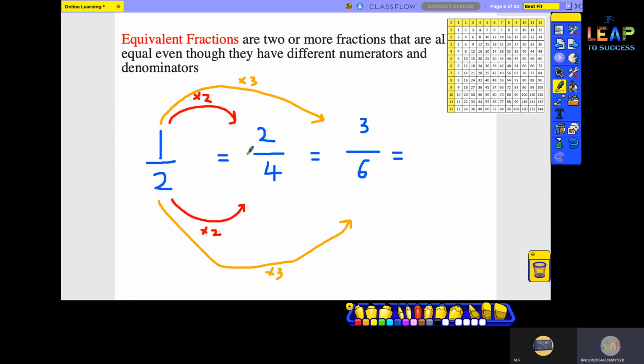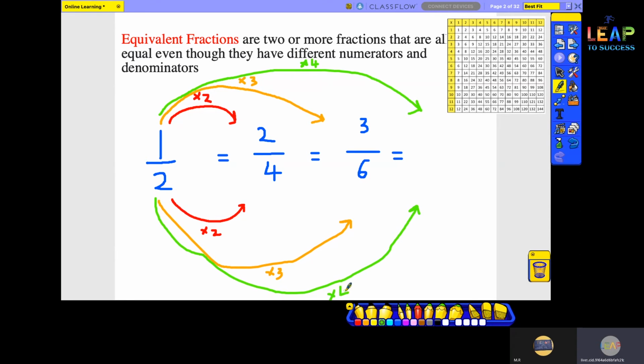So again, we've got our half, 1 over 2 equals 2 over 4 equals 3 over 6. Now, finally, we're going to finish up with one more equivalent fraction. So I'm going to take the green color. Now we're going to times this by 4. We timesed it by 2 and 3, and now we're going to move on to times by 4, on the top and the bottom also. So now the calculation is with the original fraction, 1 times 4 equals 4, and 2 times 4 equals 8. So this basically shows us the equivalent fractions for a half.